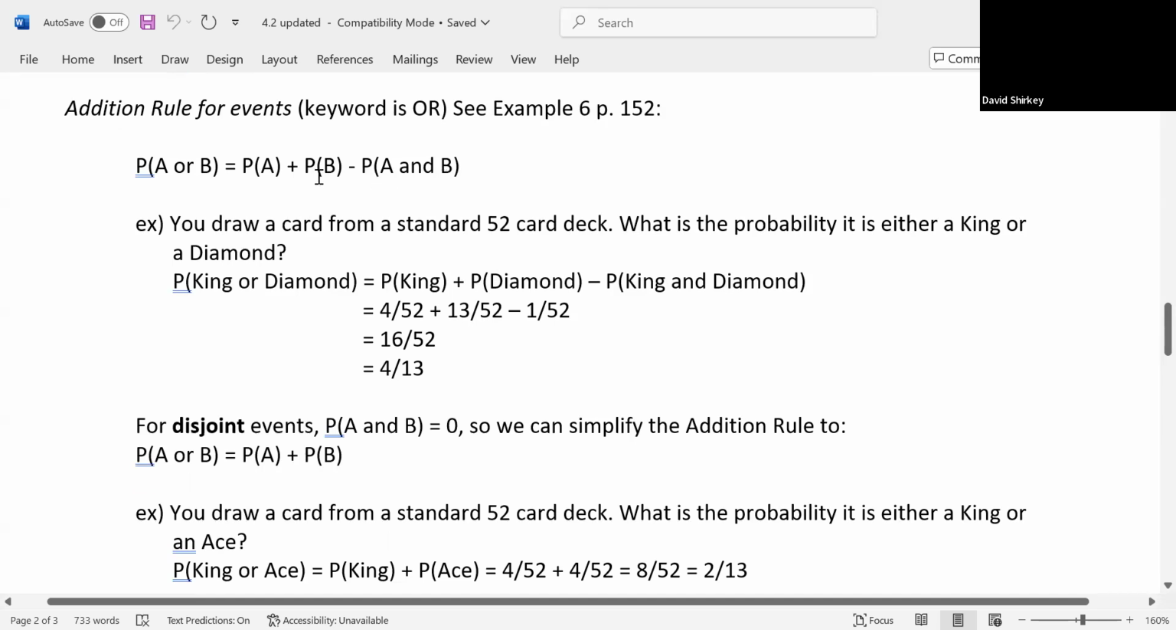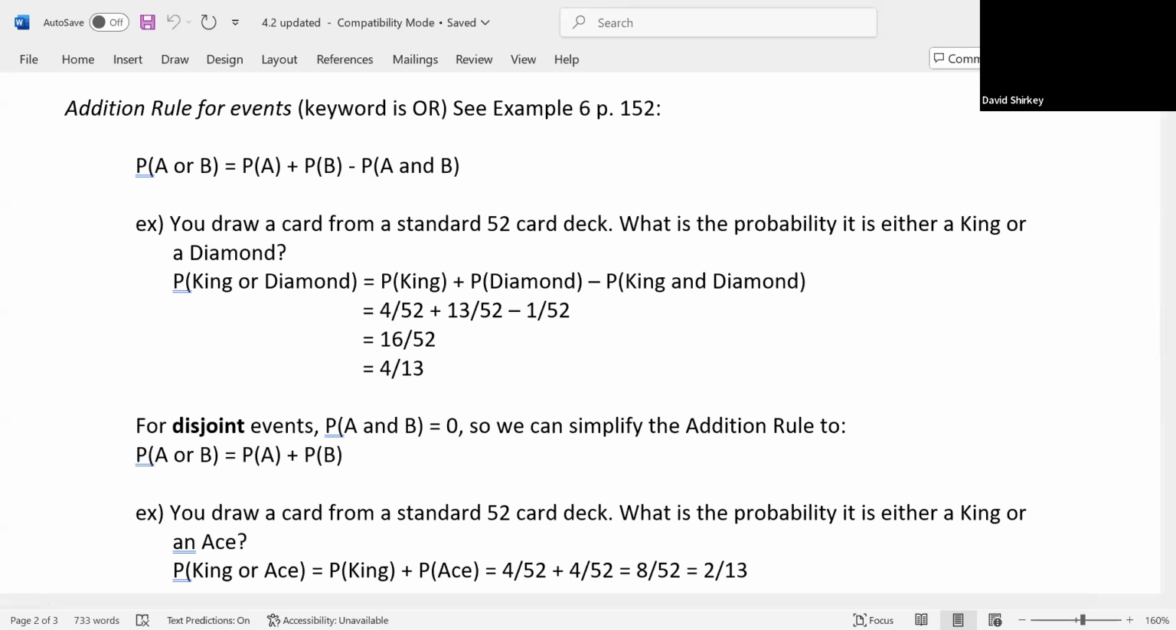The reason is there's overlap between these two probabilities, so the probability where they overlap is counted twice. So you're subtracting off the probability of A and B. So here's an example of something like that.